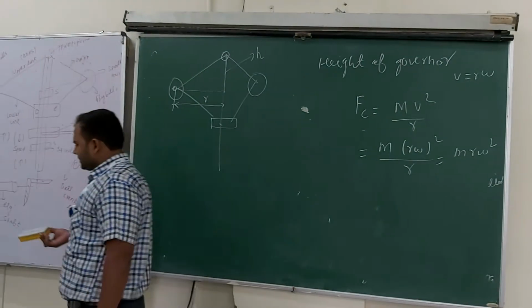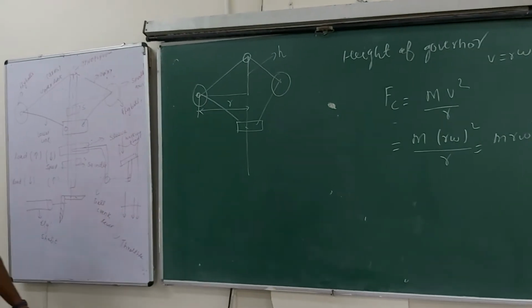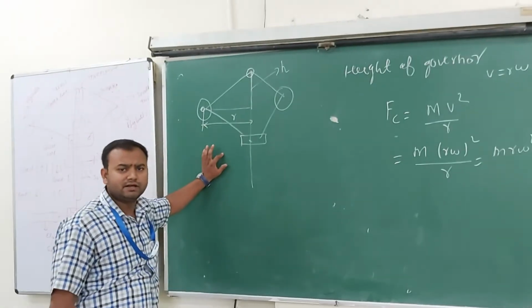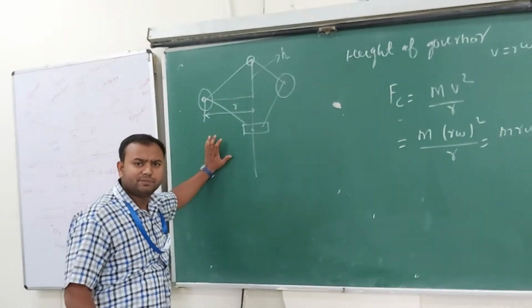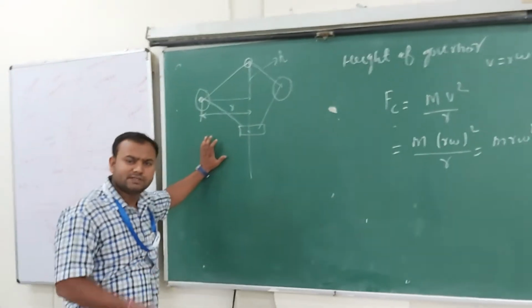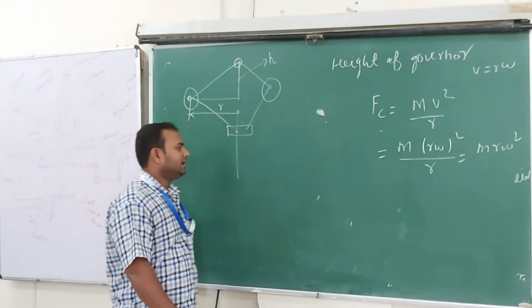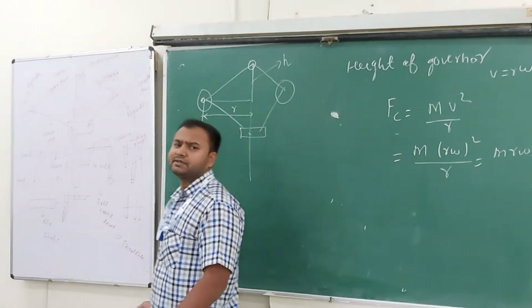Next one is sleeve lift. It is the vertical distance the sleeve travels from its original position when we obtain an equilibrium speed. How much distance the sleeve travels is called the sleeve lift. It is measured by any scale.